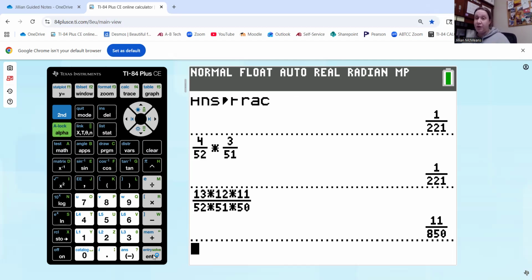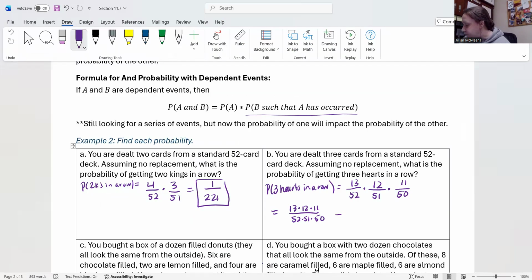And remember, the cool thing about using this template feature is it automatically reduces your fraction for you. So let's go back to the worksheet and we have 11 over 850. And that's your probability. So of course, if you wanted to multiply these out individually, you could get some product for the numerator, some product for the denominator, and then you could simplify it. Or on the TI-84, it'll simplify it for you if you use that template feature.